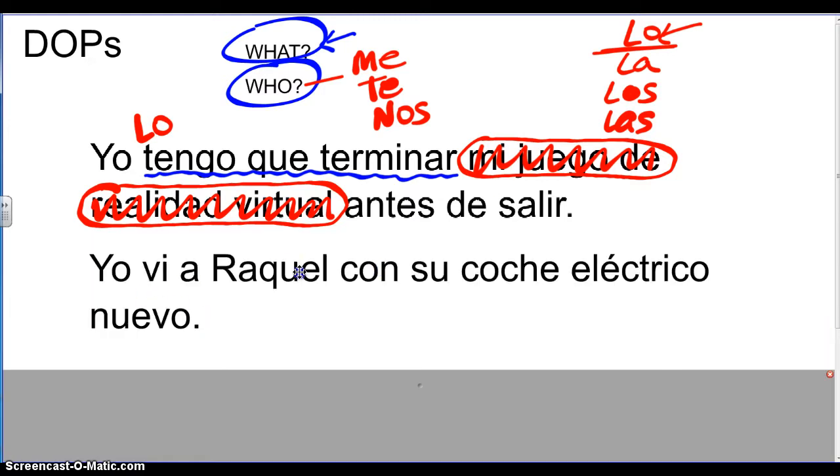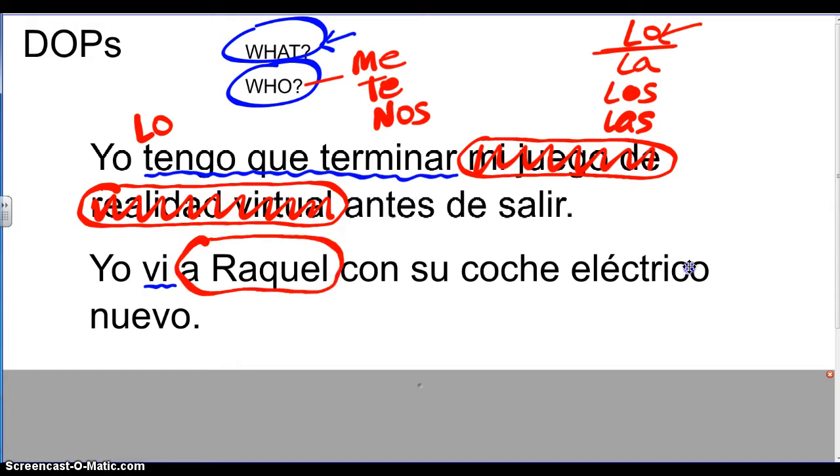Yo vi a Raquel con su coche eléctrico nuevo. I find my verb, it is vi. I ask the question, what did I see? Raquel, but that's not really a what because she's a person, so the answer to what did I see is who did I see? I saw Raquel. Okay, that is my direct object.